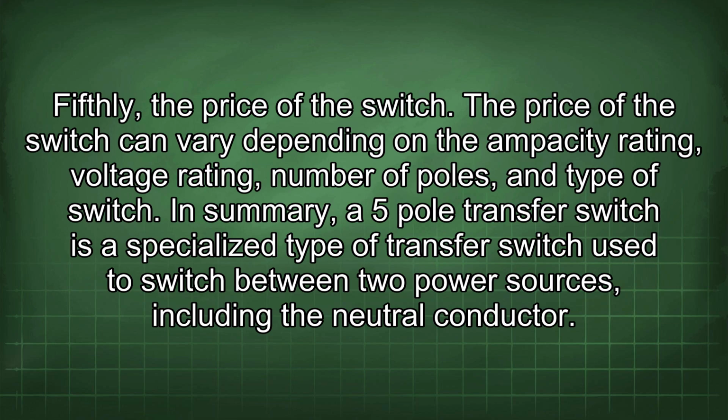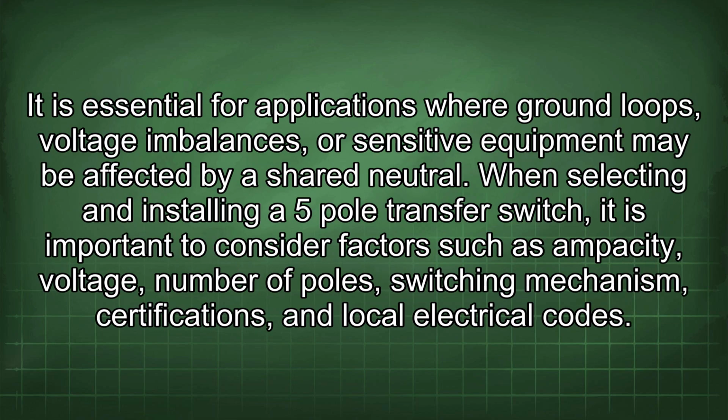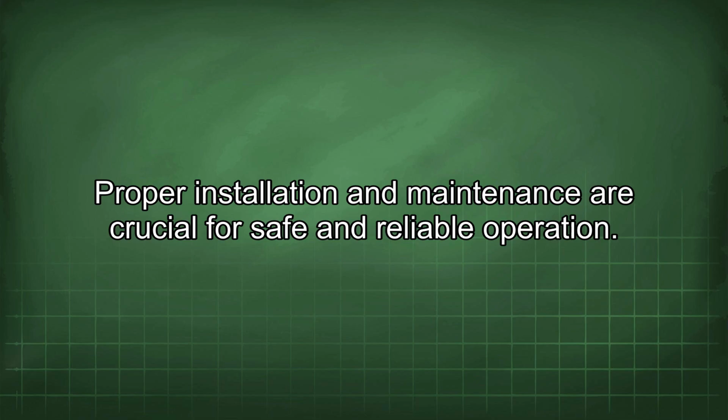In summary, a 5-pole transfer switch is a specialized type of transfer switch used to switch between two power sources, including the neutral conductor. It is essential for applications where ground loops, voltage imbalances, or sensitive equipment may be affected by a shared neutral. When selecting and installing a 5-pole transfer switch, it is important to consider factors such as ampacity, voltage, number of poles, switching mechanism, certifications, and local electrical codes. Proper installation and maintenance are crucial for safe and reliable operation.